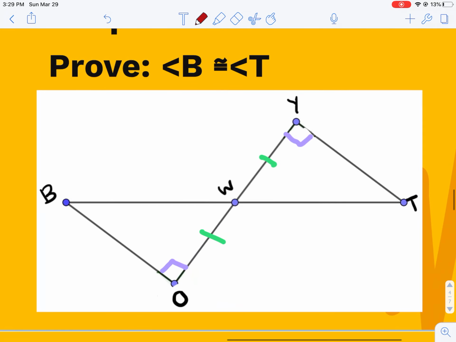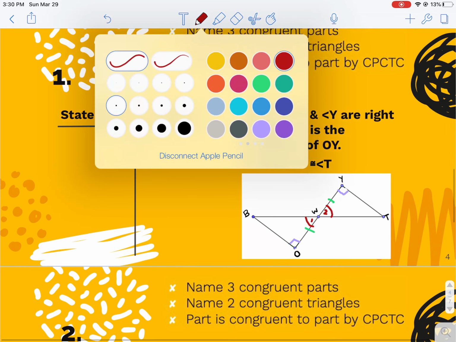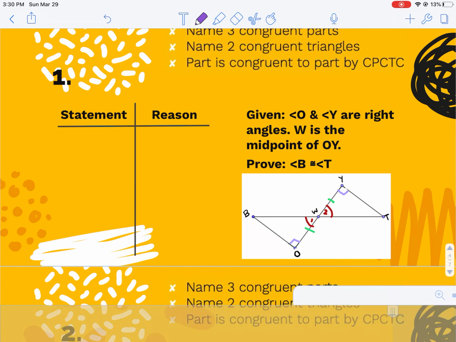So in looking at my picture, I'm going to be able to prove that my right angles are congruent. I'm going to be able to prove my parts are congruent. I'm going to put a little 1 and 2 here. I can prove those are congruent because they're vertical angles. So I'm going to start by just proving my parts are congruent.